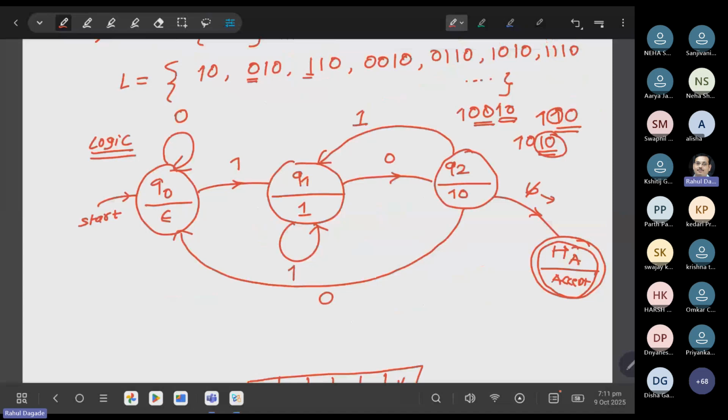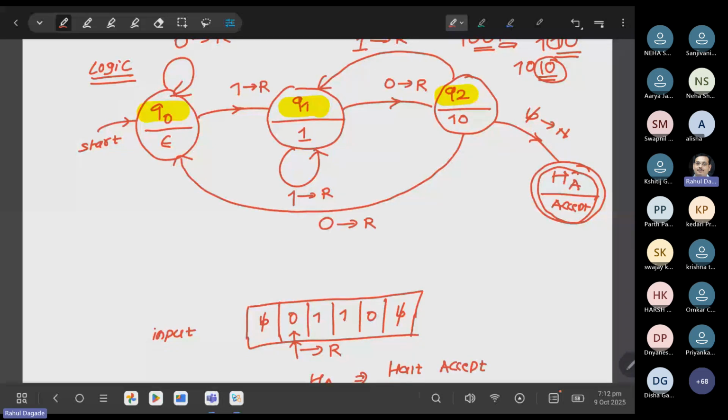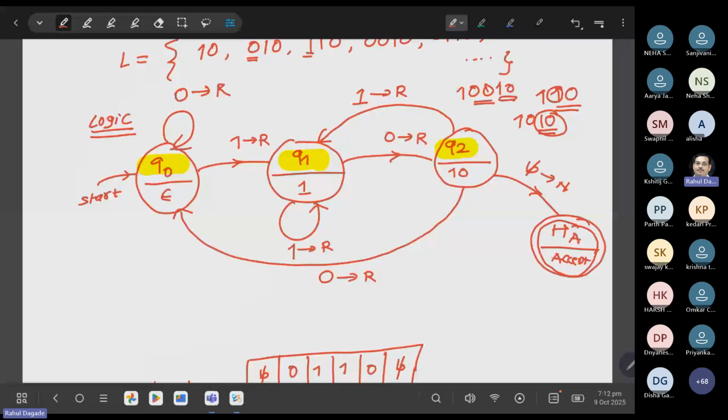Now for Q0, we have considered 0 moves and 1 move. That is, Q0 is over now. For Q1, we have considered 0 move and 1 move. Q1 is over. For Q2 also, we have considered 1 move and 0 move. So now this TM with the HA is correct.